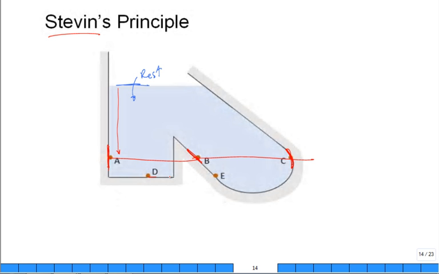Likewise, D and E are at the same location. This one, the surface is horizontal. This one is sloping, but they have the same pressure.